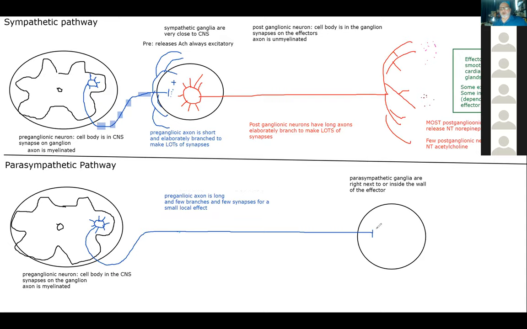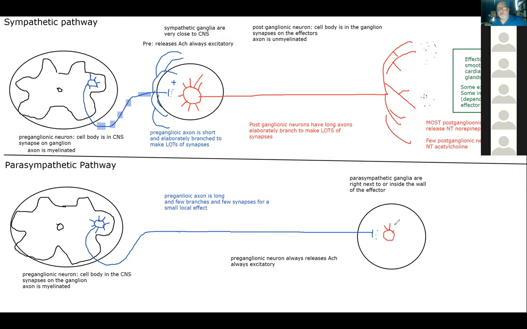Now, just like we saw above, the preganglionic neuron always releases acetylcholine. We know what acetylcholine is, and it is always excitatory. Excellent. So now let's talk about our postganglionic neuron.